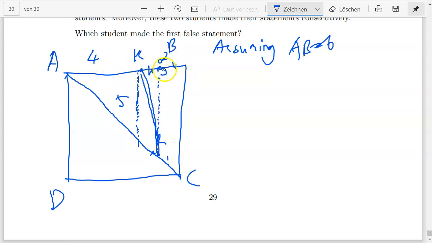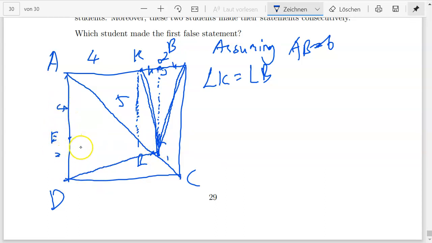So what this means is that if I link L with B, I will yield LK equals LB. Noted? Besides that, because ABCD is a square, I can reflect LK and LB over the diagonal AC, and if I reflect LB over AC, I will get my LD. Then maybe say I draw a point E over here, which also divides into lengths 4 and 2.